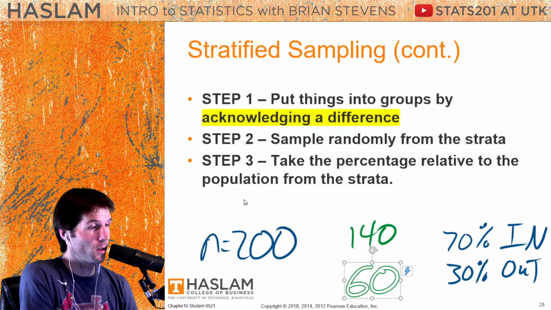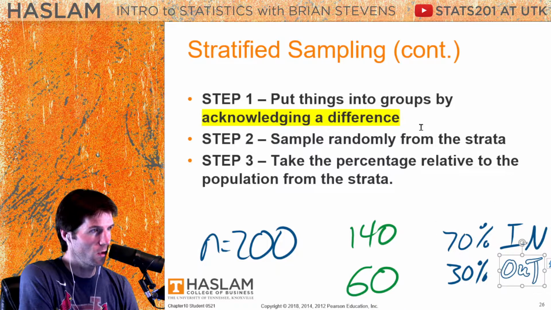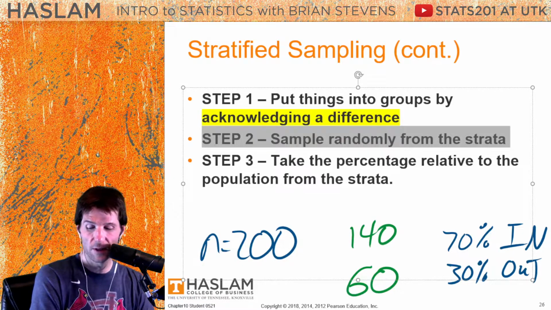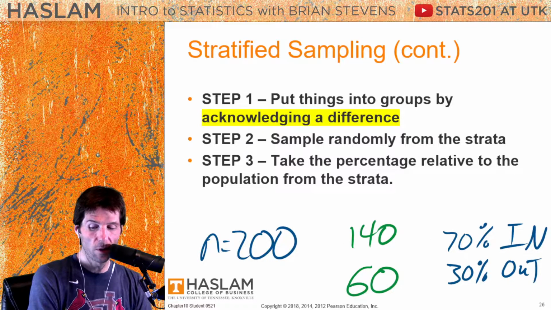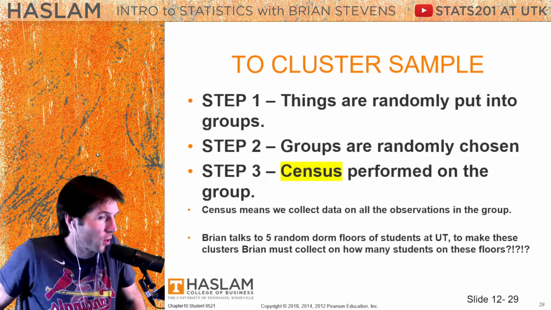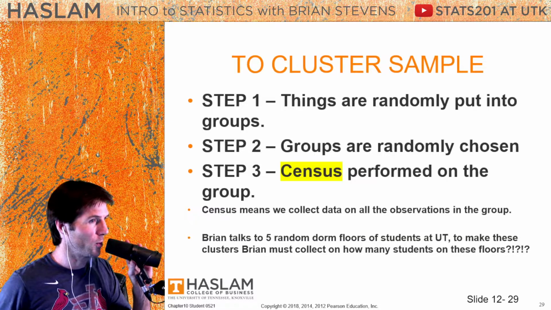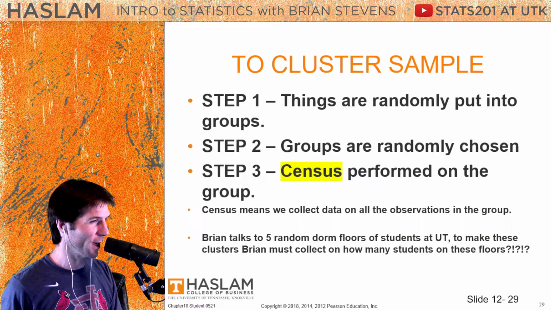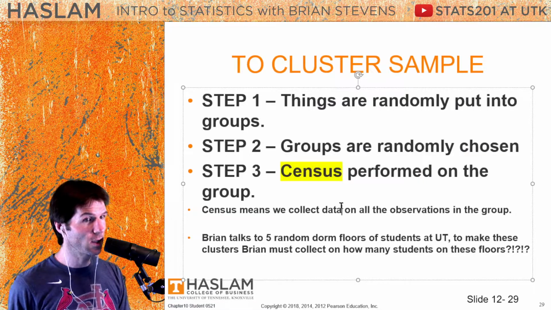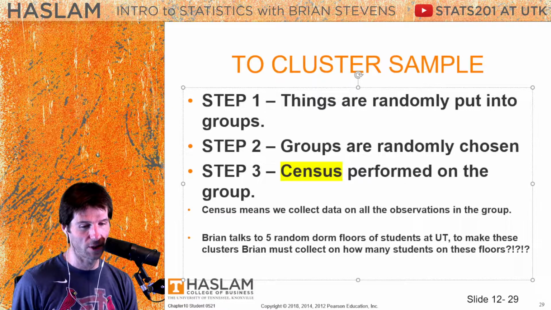Make sure to follow the steps right here: things are put into groups by acknowledging a difference, in-state versus out-of-state students. We are then going to sample randomly from each group, and we will take a percentage relative to the size. People usually get confused on here with cluster sampling, where, when you do clusters, things are randomly put into groups. With things being randomly put into groups, we are then going to choose groups randomly and perform a census on each of the groups. So this is the key to doing a cluster sample right here.